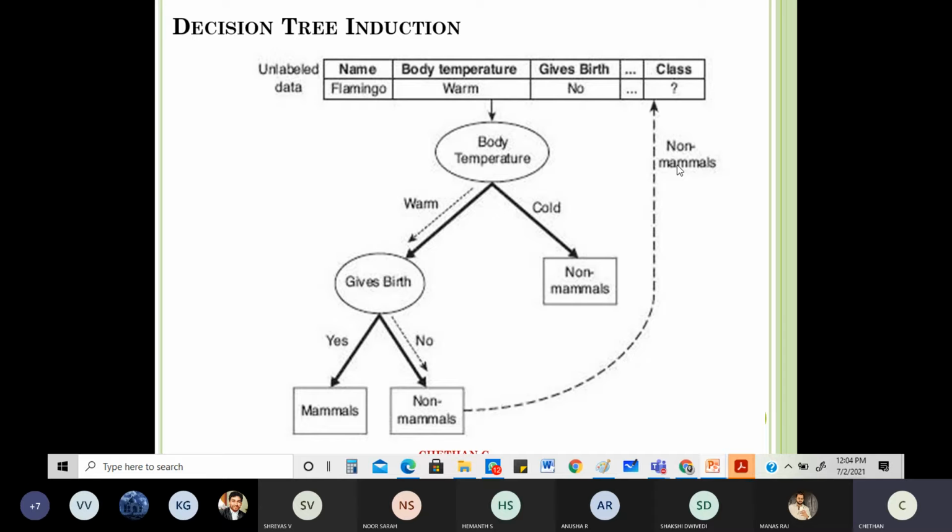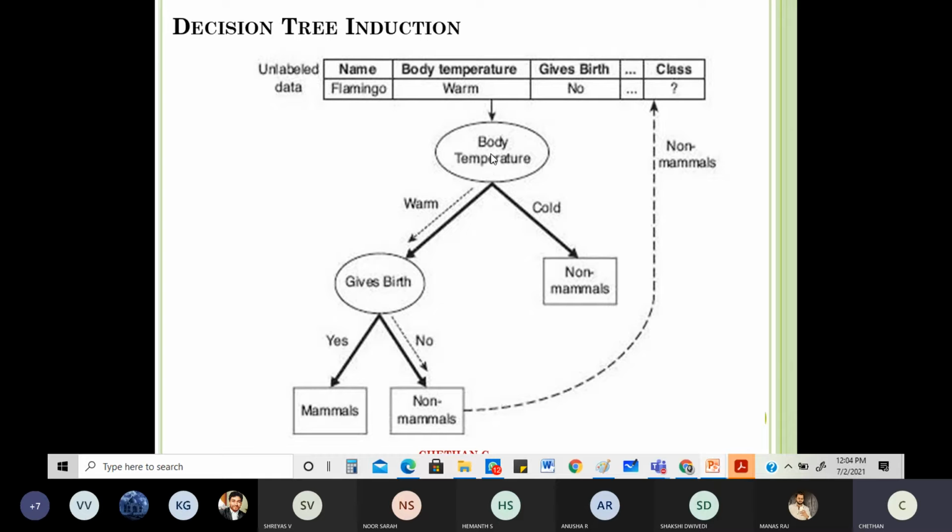Now you see, with regard to flamingos, we don't know what class to put it into. So what we do is go for a decision tree. We start by asking what the body temperature is. Is it warm-blooded or cold-blooded? So we say it's warm-blooded. Then we come to gives birth. We ask whether the flamingo, we don't know whether it's a bird or not, we just know its name, flamingo. So we ask whether this flamingo gives birth directly or will it be laying eggs?